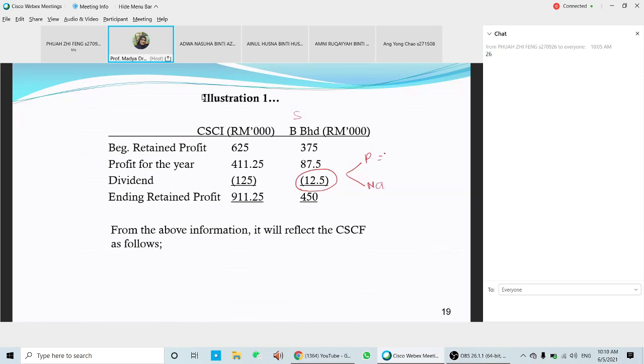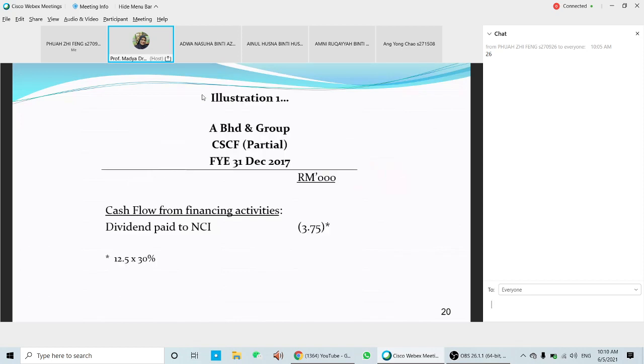So the parent is going to receive 70% and the NCI another 30%. The thing that is going to affect the cash flow statement here is the dividend paid to the NCI. So the dividend paid to the NCI, we put it under financing activities. Remember that we have operating, investing, and financing.